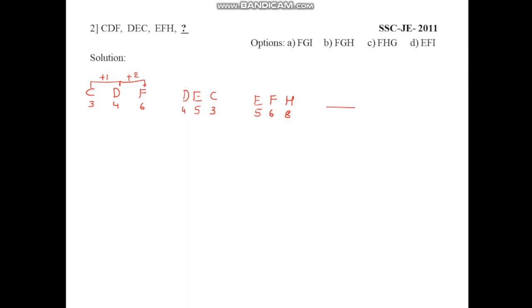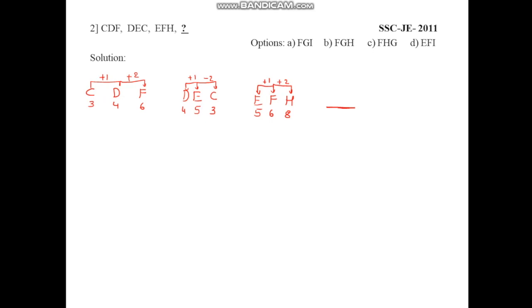So I am finding the differences between these. D and E is again plus 1. E to C is minus 2. Again E to F is plus 1. From F to H, 6 to 8, it is plus 2. Here it is minus 2. So what may be this? Our question is what may be the blank. So how to solve this now?